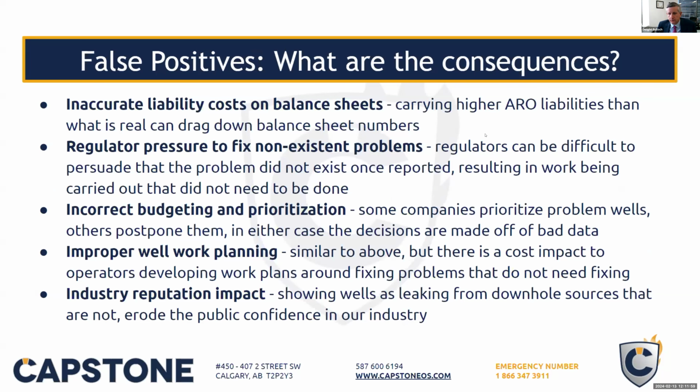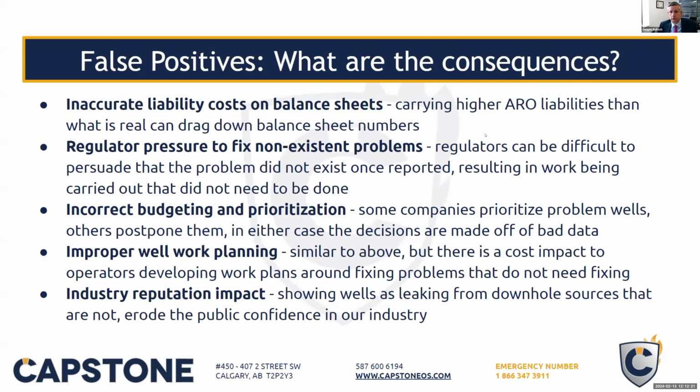What are the consequences of false positives? Again, text heavy slide, but I think to key in: inaccurate liability costs. If you are recording a bunch of wells in your field that have vent flow or gas migration problems that are not actually real, you're carrying higher ARO liabilities in your balance sheet than you really should be. The next one is regulator pressure to fix non-existent problems.